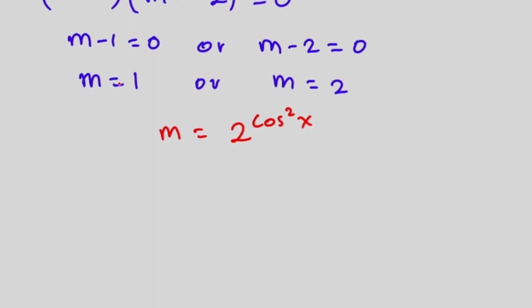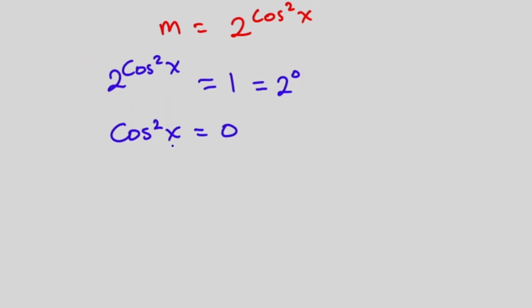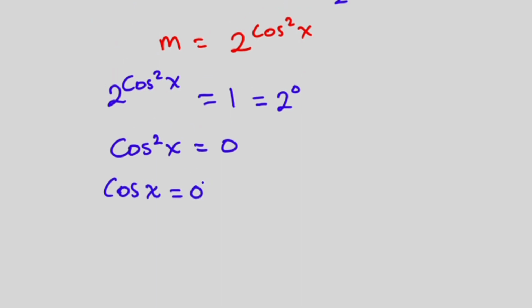So when m is equal to 1, we're going to have 2 to the power cos squared x is equal to 1. And we can write 1 in so many ways, right? We can write it as 2 to the power 0. So we can see that the bases are the same, so we can equate their powers, right? So we're going to have cos squared x is equal to 0. Now, if we take square root on each side of the equation, we're going to have cos x is equal to 0, because square root of 0 is 0, right?